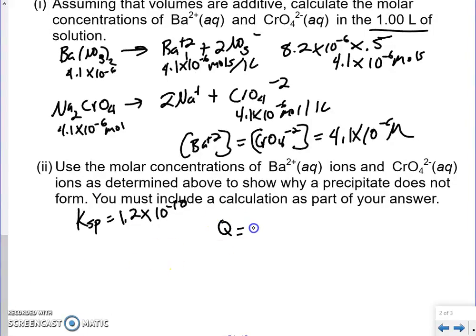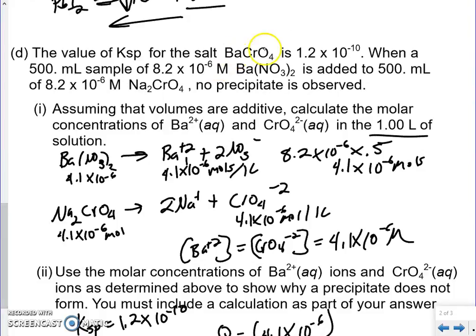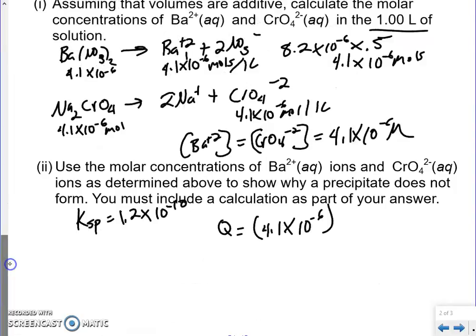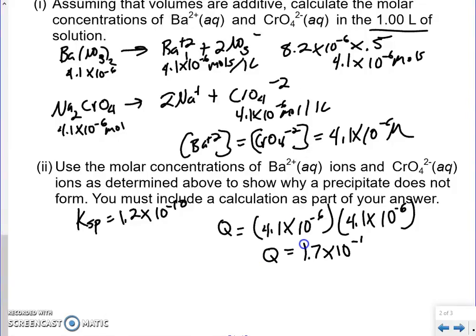Well, Q is going to be equal to 4.1 times 10 to the negative 6 times, and let's go back up here and make sure we see what this is, 1-to-1 ratio, so our reaction would be going into 1 barium plus 1 chromate. Both of those are 2+ and 2- technically. So 1-to-1 ratio, so 4.1 times 10 to the negative 6 to the 1, and 4.1 times 10 to the negative 6 to the 1. And what we end up getting is Q is equal to 1.7 times 10 to the negative 11th.